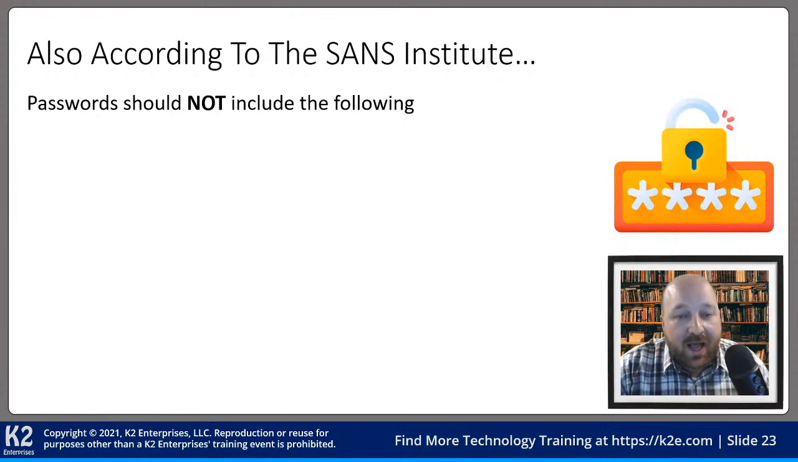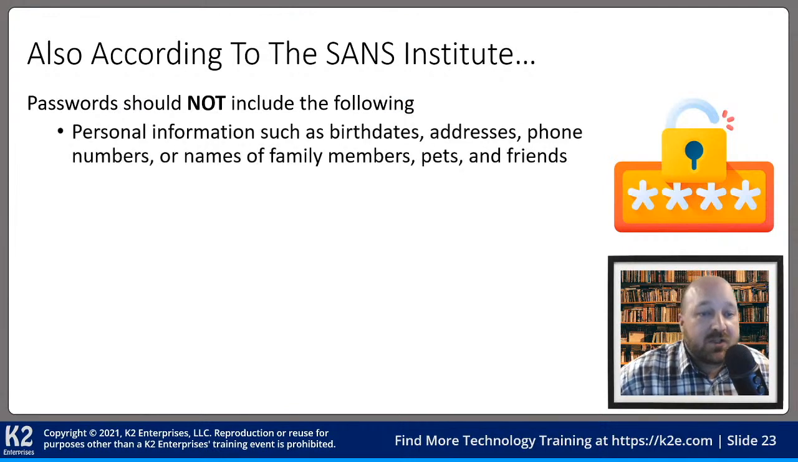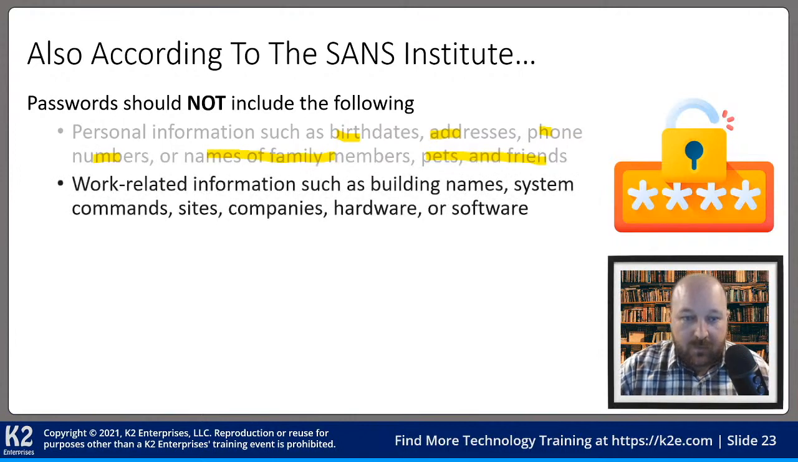Now, passwords should not contain certain characteristics. Any sort of personal information: birth dates, addresses, phone numbers, family members, pets. These are things that we always talk about. They're things that we have online. They're things that are on our social media accounts, and the bad guys know that too. As such, that's what they're often going to go to first when they're trying to compromise your account. And as I've talked about earlier, guessing is a very effective way to be able to do that. Don't use work-related information, building names, system lines, commands, hardware, software, anything like that.